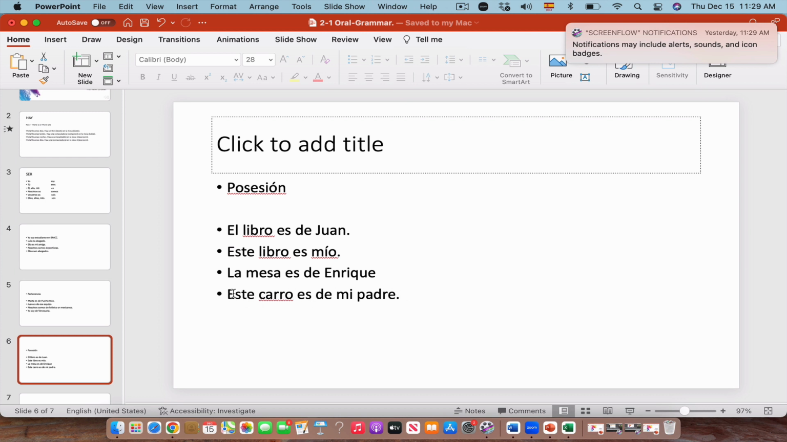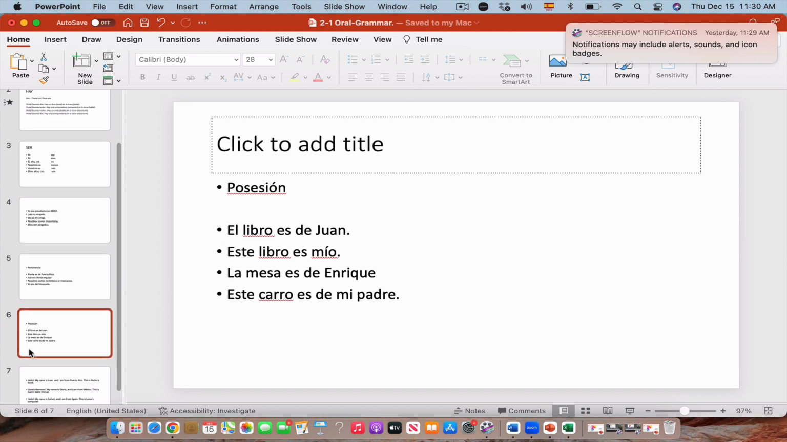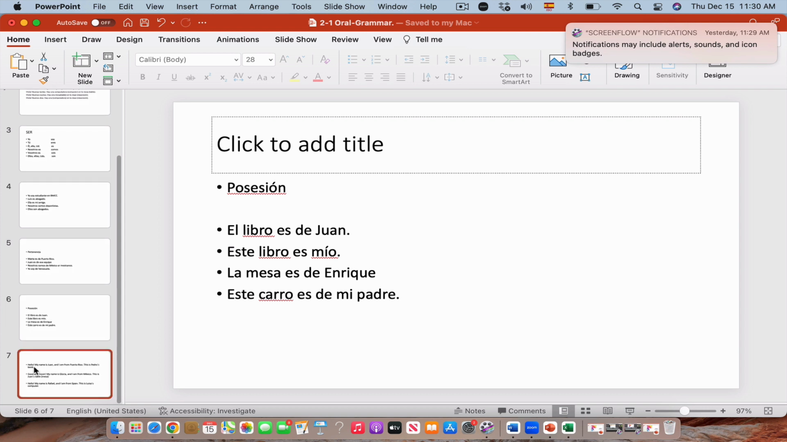So in this case, este carro, the object goes first, es, the verb to be here, de mi padre. Right? Of my father. So this car is from my father. Okay. La mesa is the same structure with the rest. La mesa es de, the table is, the book is, and so on. Okay. So that's another way of using the verb to be in Spanish.